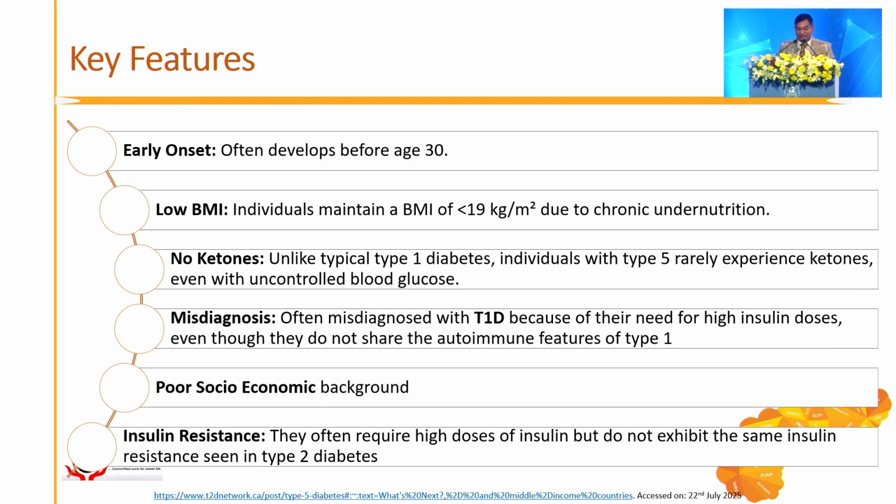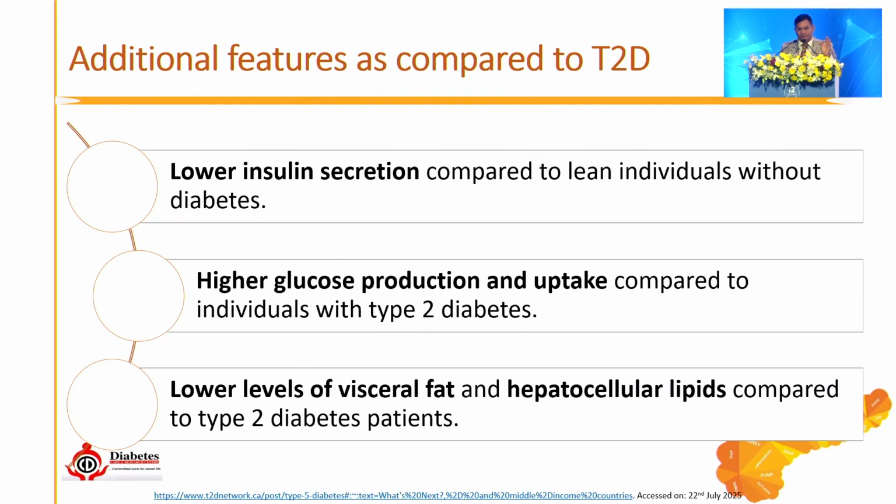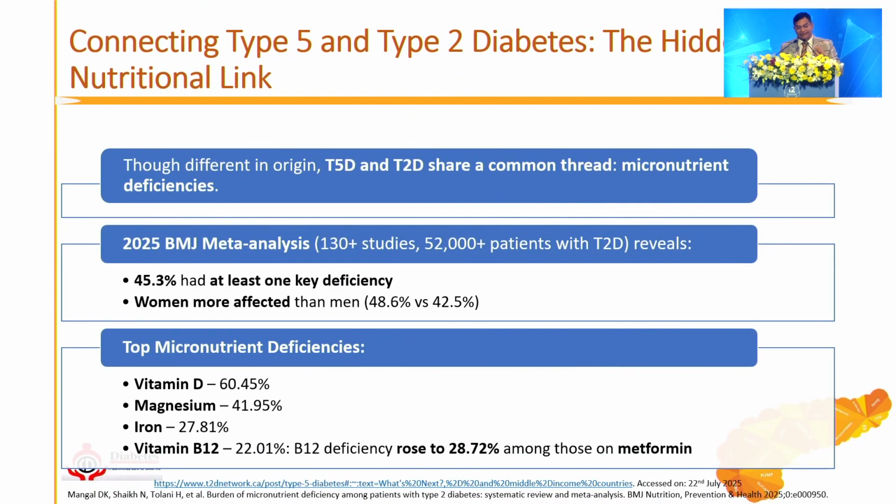Misdiagnosis: often they remain labeled as type 1, or they are kept as type 2 because they are adults, and they remain on tablets without getting control. Poor socioeconomic background, and insulin resistance is not seen in most of them. Additional features: they have low insulin secretion, high glucose production and uptake, and lower levels of visceral fat and hepatocellular lipids, unlike type 2 diabetes.